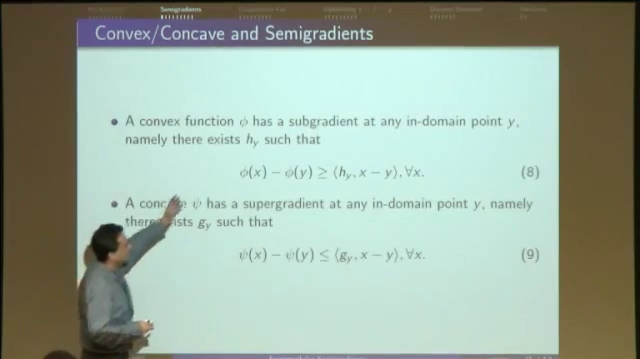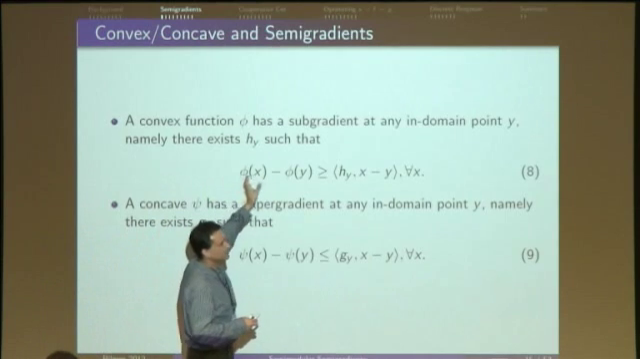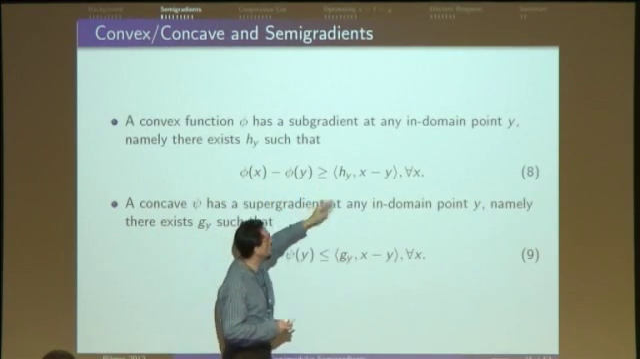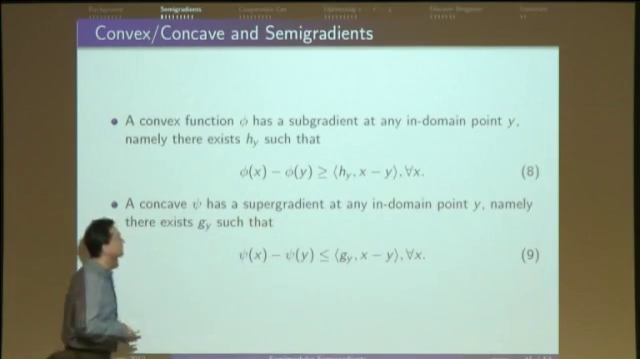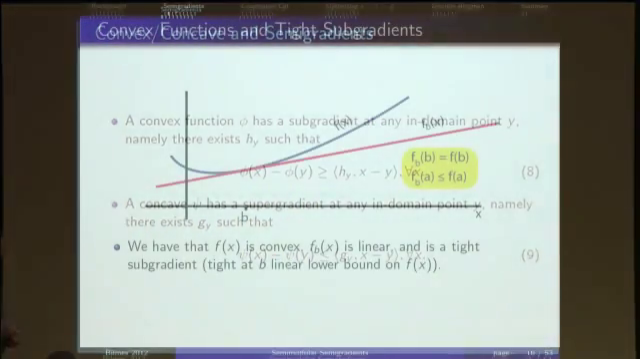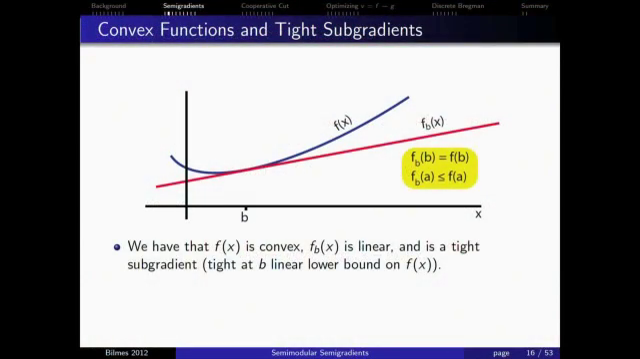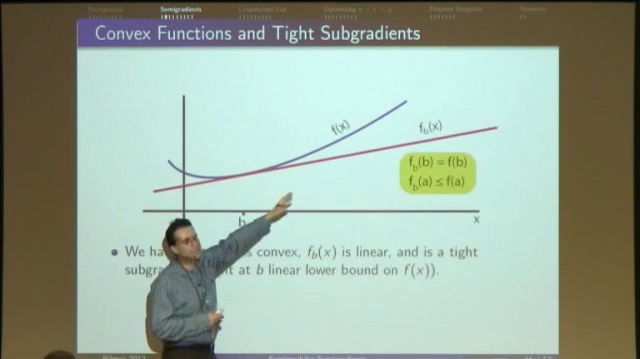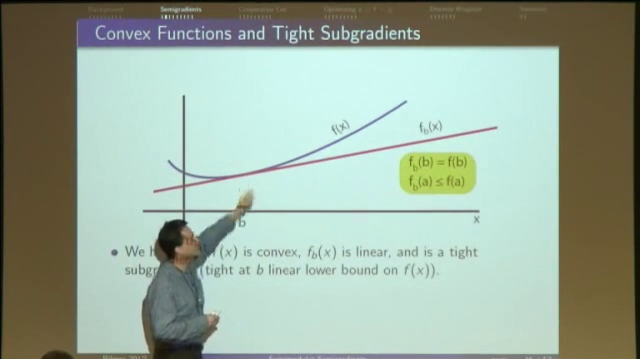I think it should be fairly well understood in this group that if you know about convexity and concavity, you know that convex functions have subgradients. Any convex function has a subdifferential, and if it's a differentiable continuous convex function, you have a subgradient. And of course, concave functions have the same thing, they have supergradients. And here's a picture in case that's not clear. You have a convex function f and a subgradient. In this particular case, it's a tight subgradient, tight at b.